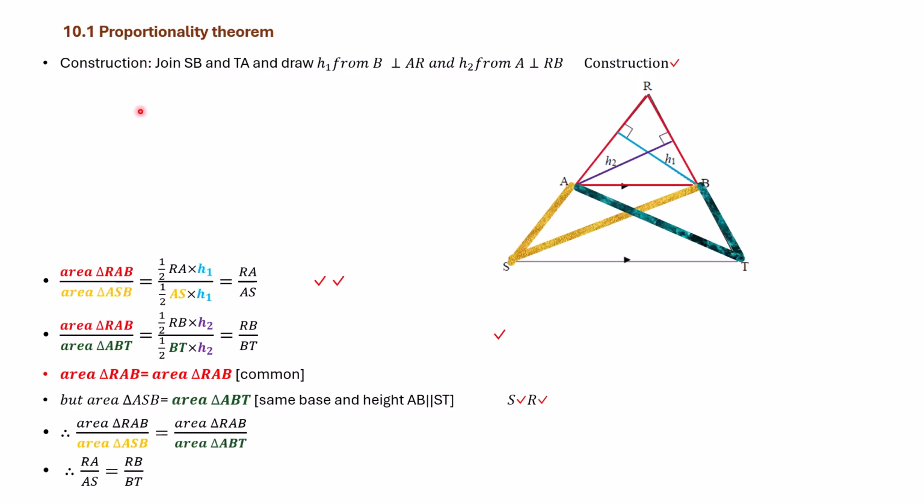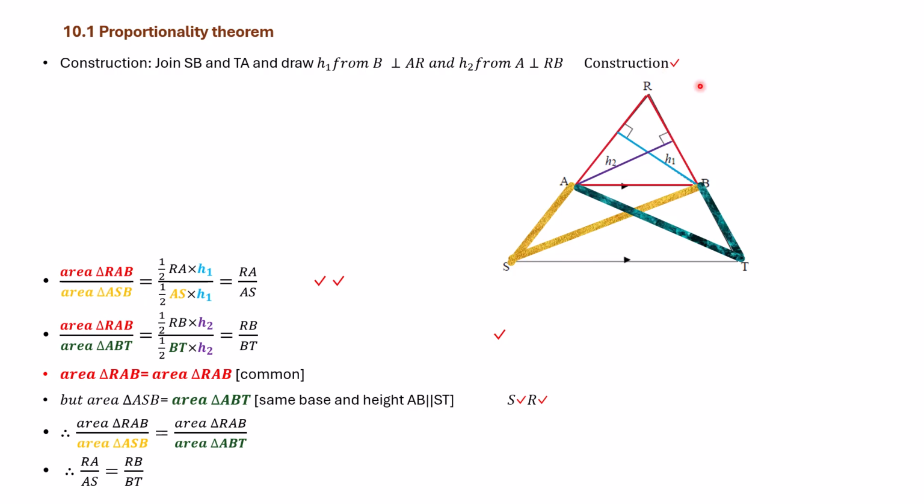Right, so for the construction, we're first going to join SB and TA, SB in gold and TA in an oceanic color, and we draw H. So we're going to draw H1 in blue on a dotted line and H2 in a dotted line. H1 from B perpendicular to AR and H2 from A perpendicular to RB. So 1 mark for construction, that's 1 mark for H1 and H2.